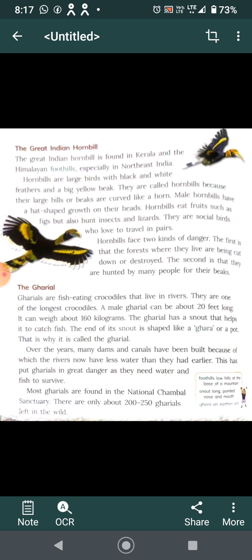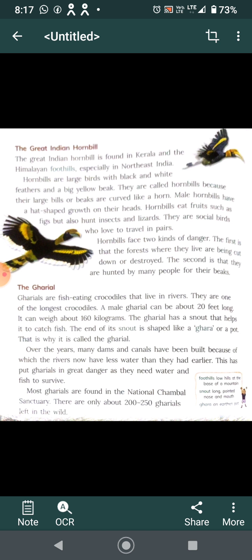The gharial has a snout that helps it to catch fish. The end of the snout is shaped like a ghara or a pot. Now you say, in Hindi we say ghada. So it is shaped like this. That's why it's known as gharial.